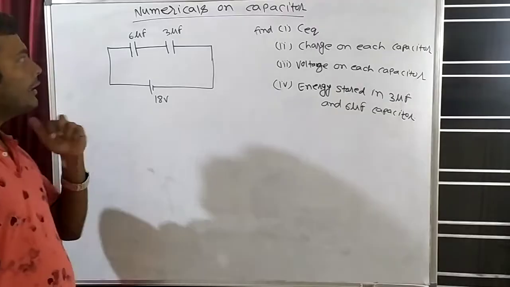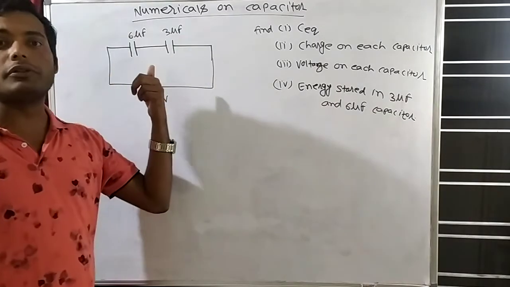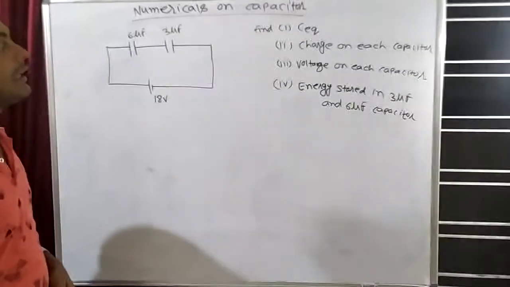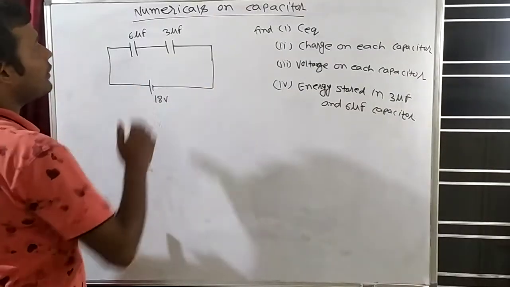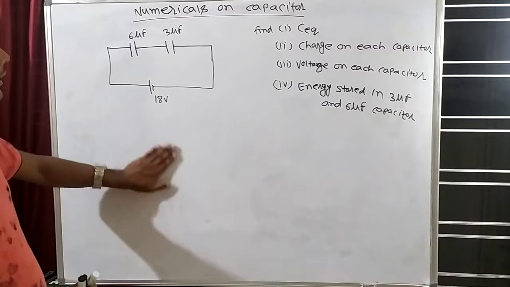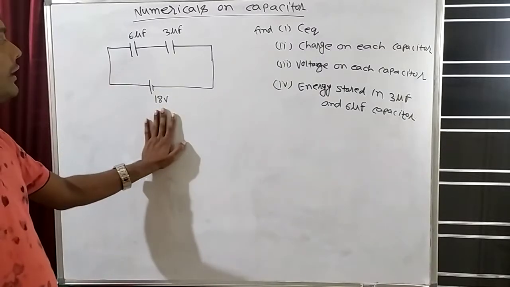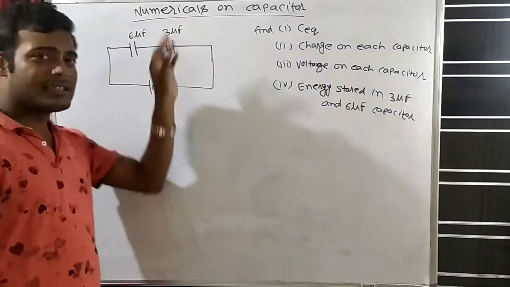What question have they given? That there are two capacitors. Can you see? There are two capacitors which are connected in series, 6 microfarad and 3 microfarad, and it is connected with a 18 volt. So can you understand that this is a series combination?